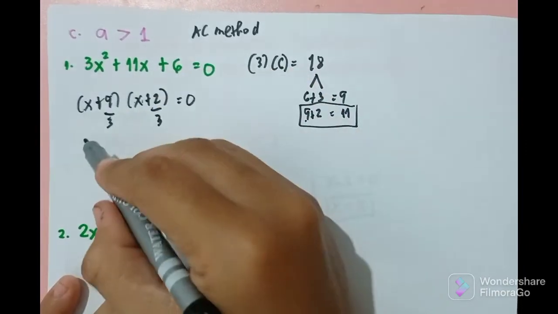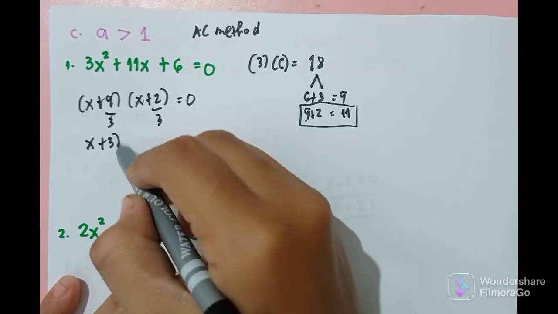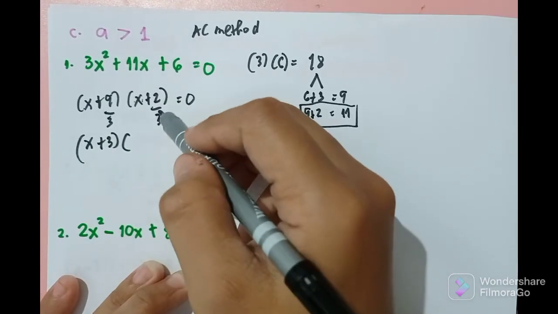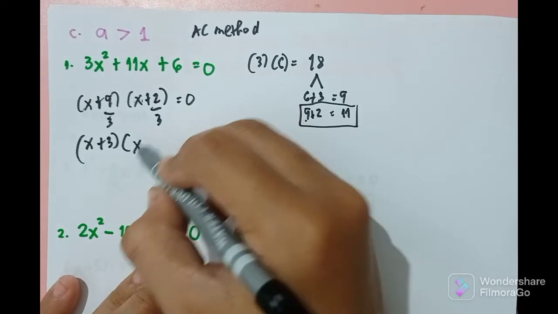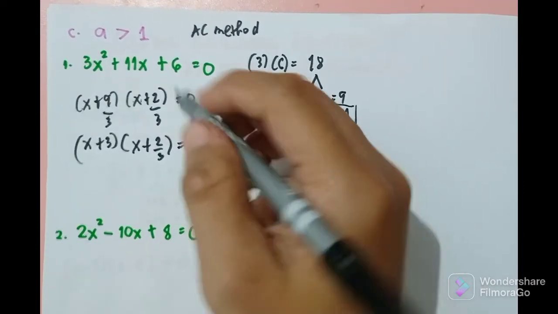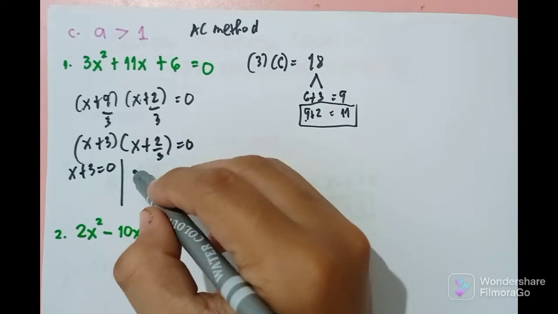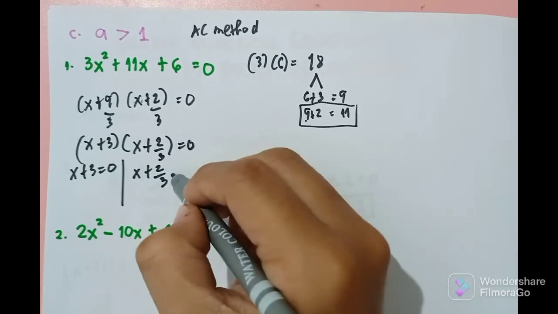So, i-simplify natin. So, magiging x, 9 divided by 3. So, that is plus 3. Sa kabila, madi-divide ba? Hindi. So, panatalihin natin ganyan. So, x plus 2/3 is equal to 0. So, i-equate na natin yung both factors. So, magiging x plus 3 is equal to 0. X plus 2/3 is equal to 0.